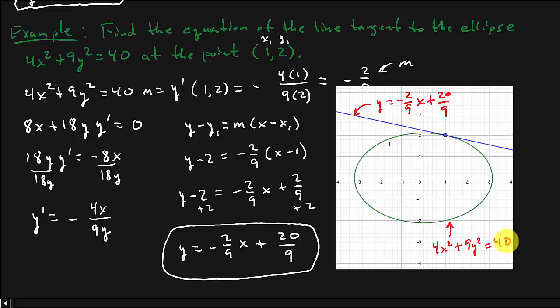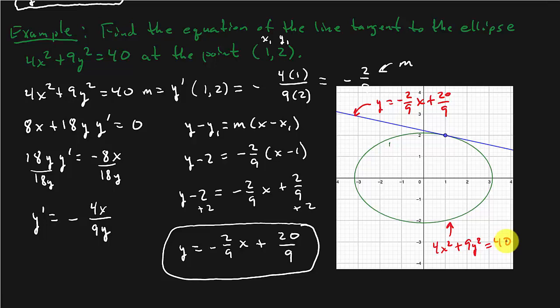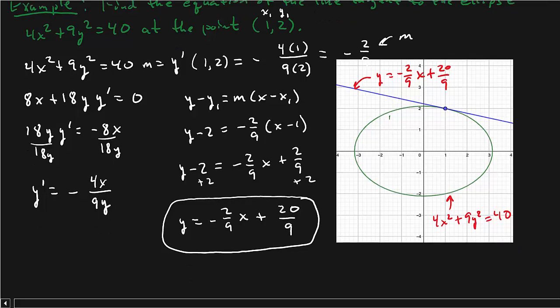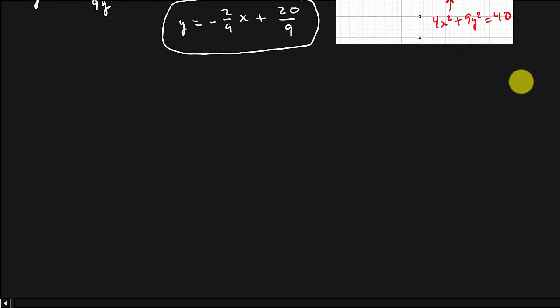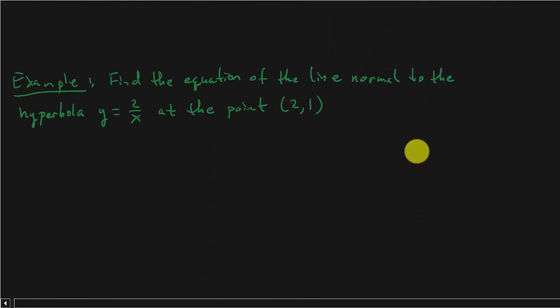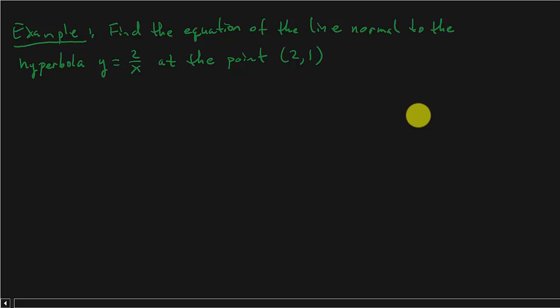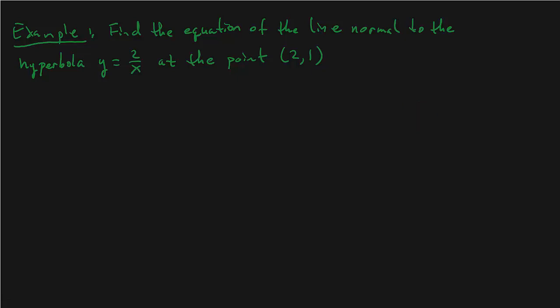All right, so let's move on to the next one. So that's finding the equation of the tangent line. Now let's look at some problems where we find the equation of the normal line. It says find the equation of the line normal to the hyperbola y equals 2/x at the point (2, 1).